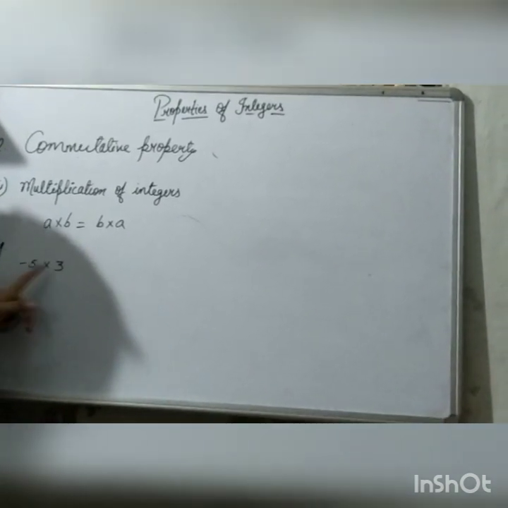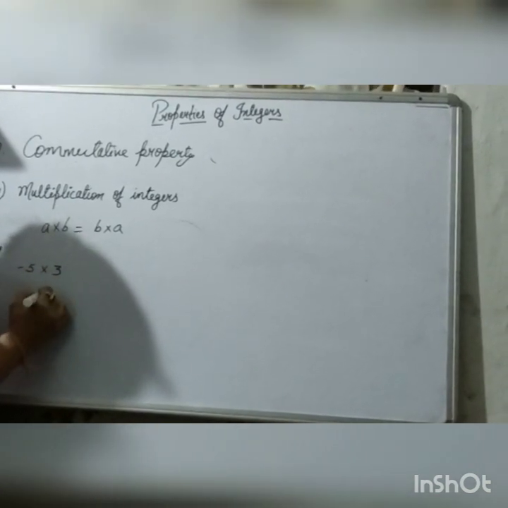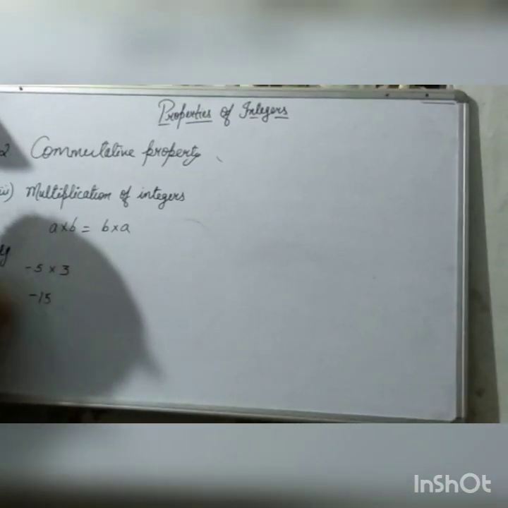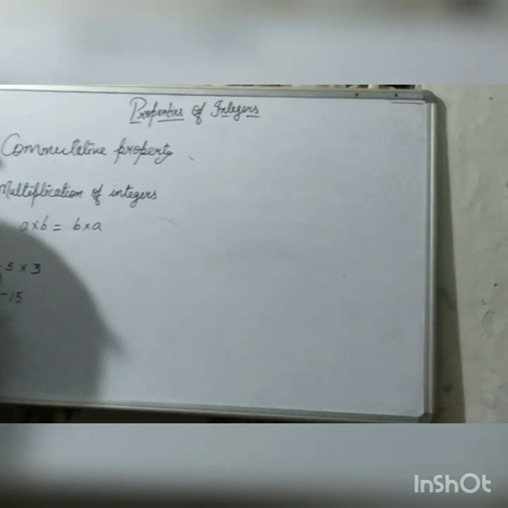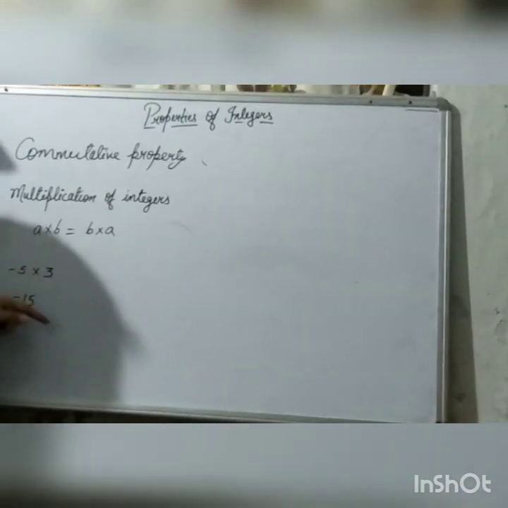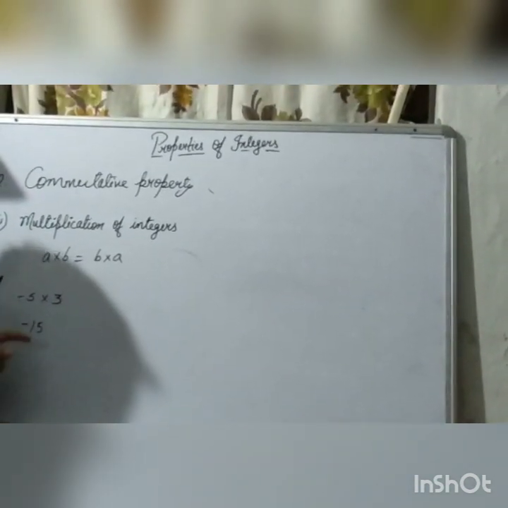So a is minus 5 and b is 3. So what will be the answer? 5 into 3, 15. And minus into plus, minus. So 15 will get a sign minus because one is negative and another is positive. If we multiply negative with positive, the answer will get a negative sign.